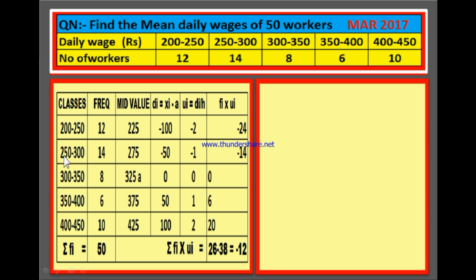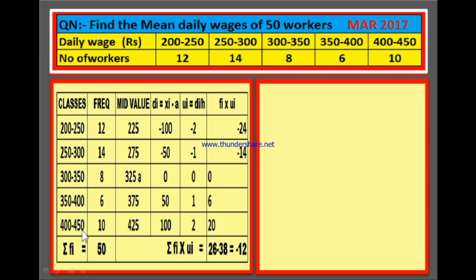Next, add 250 and 300, you get 550. 550 divided by 2 is 275. 300 plus 350 is 650. 650 divided by 2 is 325. 350 plus 400 is 750. 750 divided by 2 is 375.